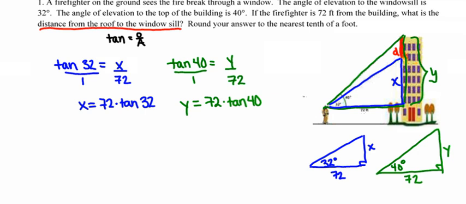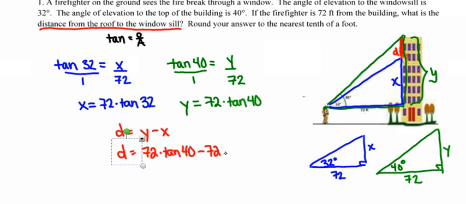Now if I look at my picture, that distance from the windowsill up to the roof is going to be the difference between y, the height of my green triangle, and x, the height of my blue triangle. So when I fill this in, D is equal to 72 times the tangent of 40 degrees, subtract 72 times the tangent of 32 degrees.